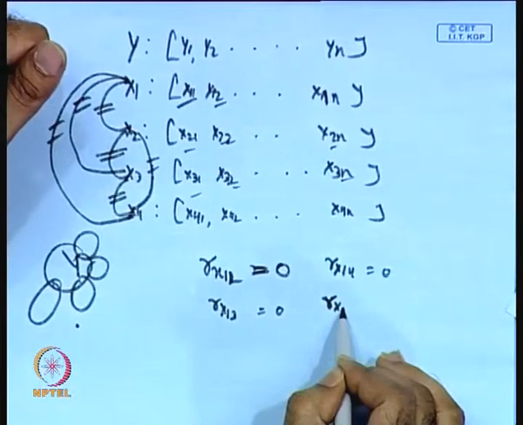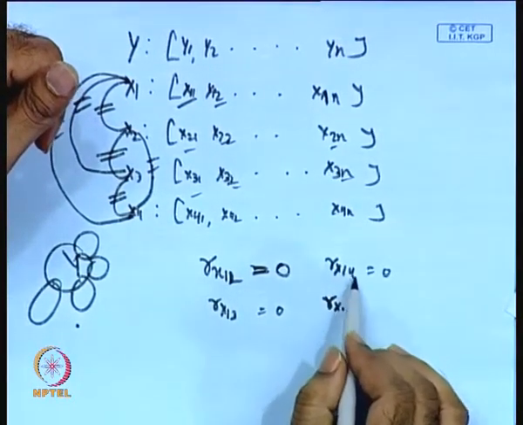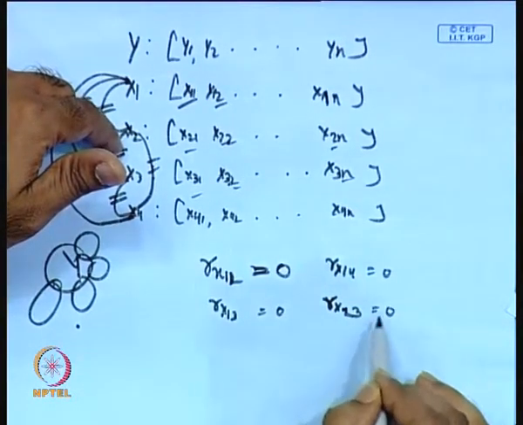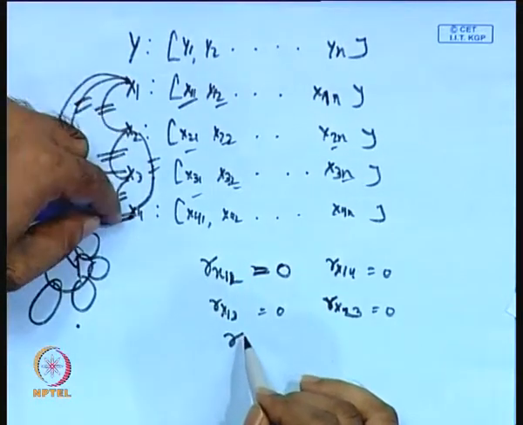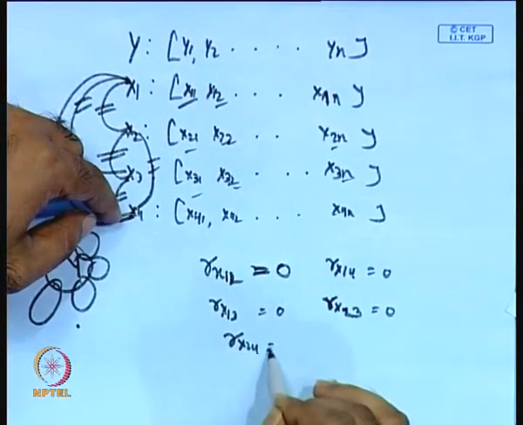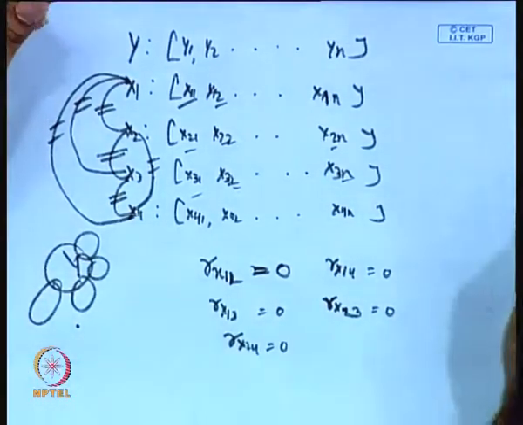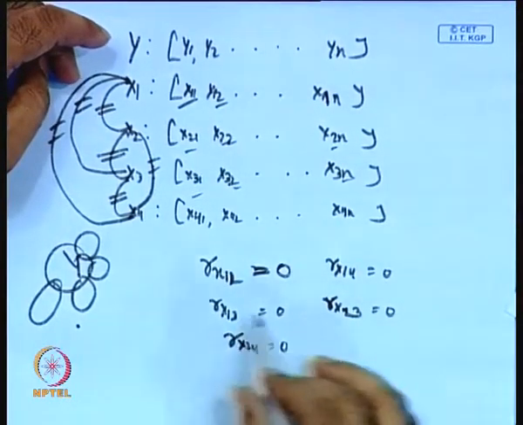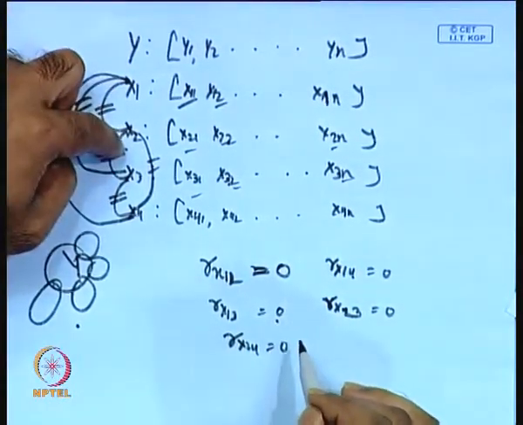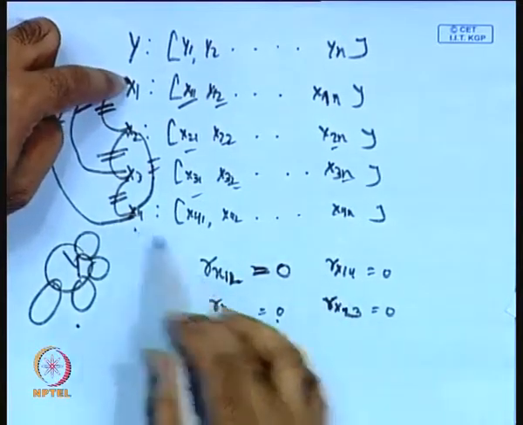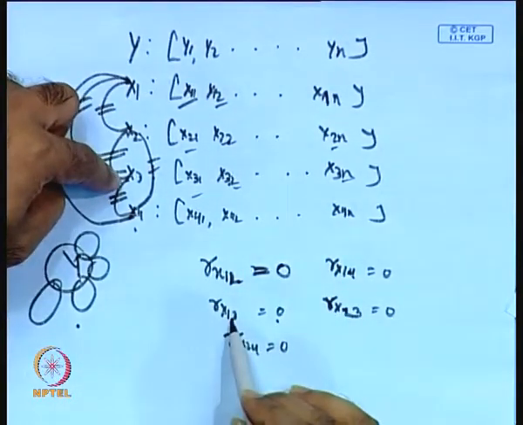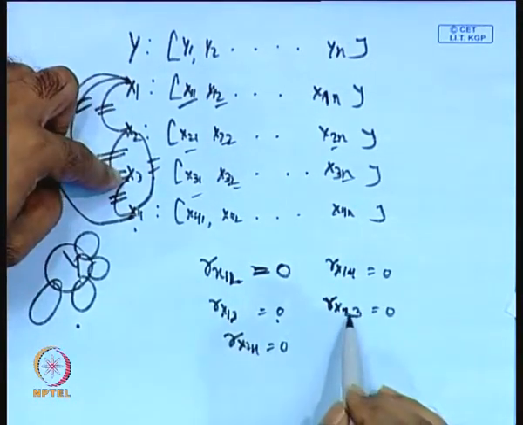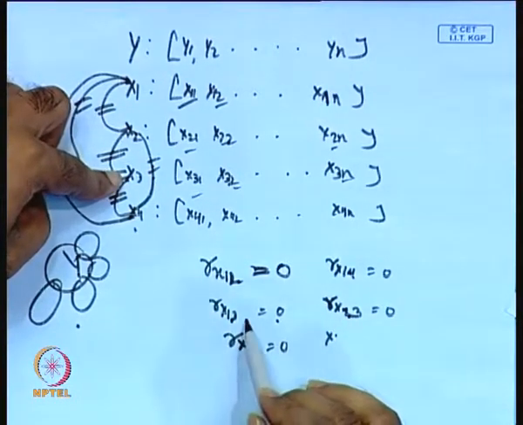Then for x2, r x2x3 is also equal to 0, and r x2x4 is also equal to 0. These are the possible ways you have to justify. x12, x13 is left here. This is x1x2, this is x1x4, this is x1x3, then x1x4, then x1x3. So x13 is already here.